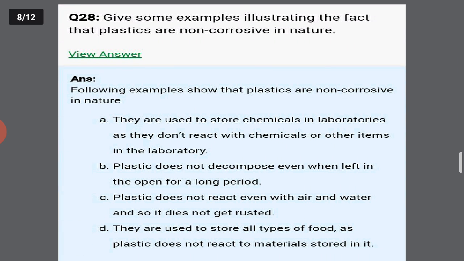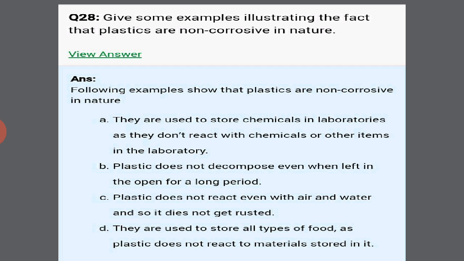Next question. Give some examples illustrating the fact that plastics are non-corrosive in nature. The following examples show that plastics are non-corrosive in nature. Let's start the discussion. Part A. They are used to store chemicals in the laboratory as they don't react with chemicals or other items in the laboratory. Okay. Next, plastic does not decompose even when left in the open.